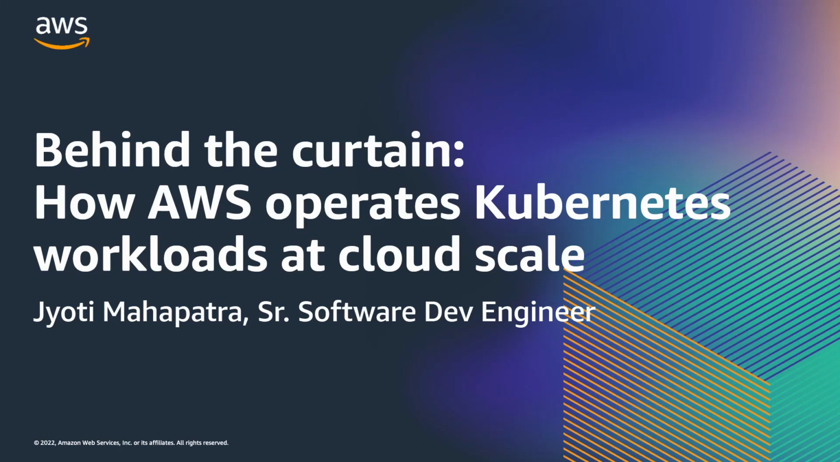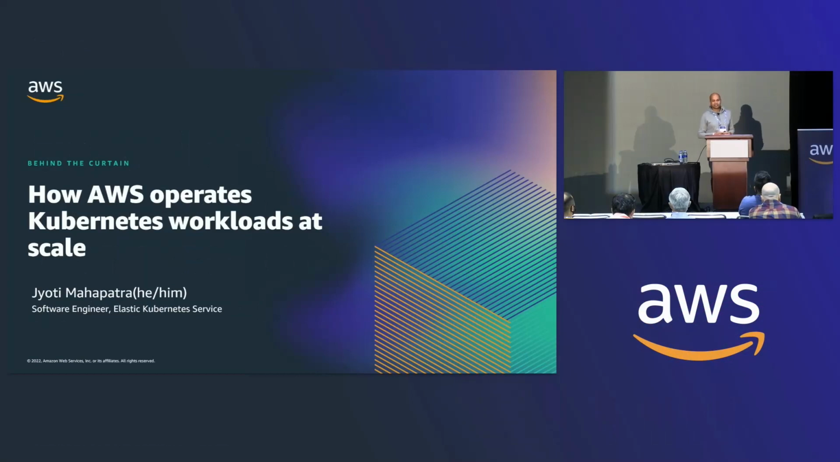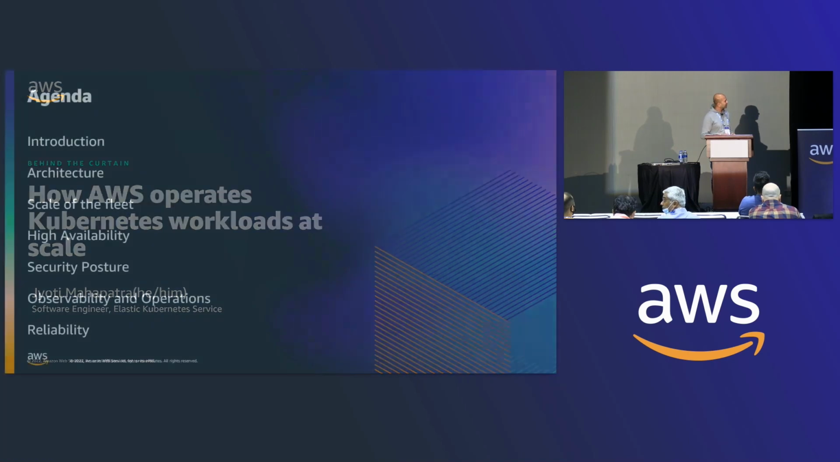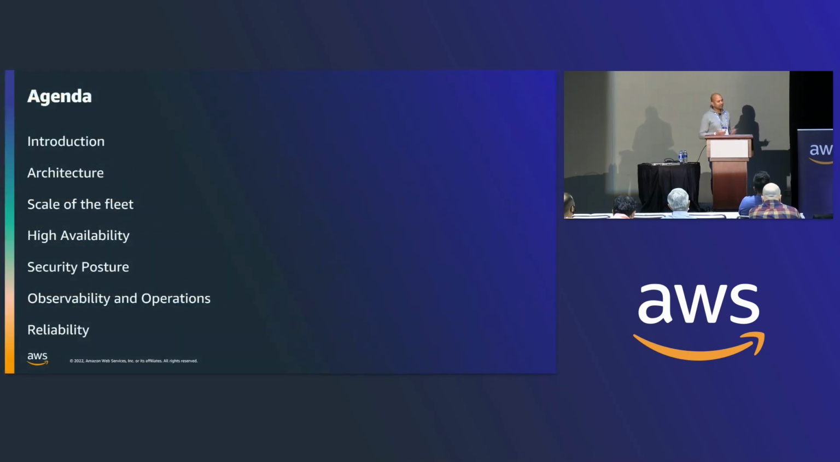So I'm going to speak about how AWS operates Kubernetes workloads at scale. My name is Jyoti Mahapatra, and I'm a software engineer in the Elastic Kubernetes Service team. This session will briefly introduce EKS. Barry has done that already. And we're looking under the hood at what goes on behind the architecture.